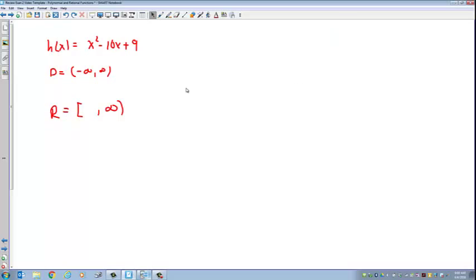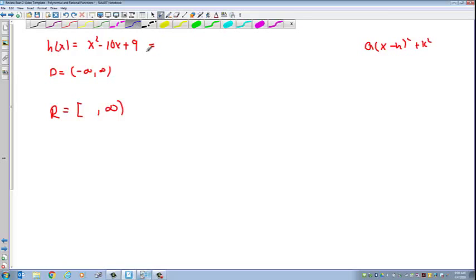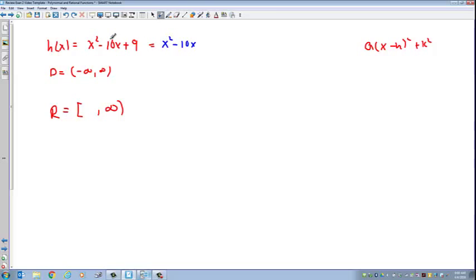Let's find the vertex of this quadratic function. Remember, to find the vertex, we're going to complete the square, and in the end, we'll have it written as a times x minus h quantity squared plus k. So let's just do this for fun. Again, you could use the minimum button also. So x squared minus 10x, and the middle term is negative 10. We'll take half of it, which is negative 5, and square it. So we'll add 25, and we'll take away 25. Then we have plus 9.